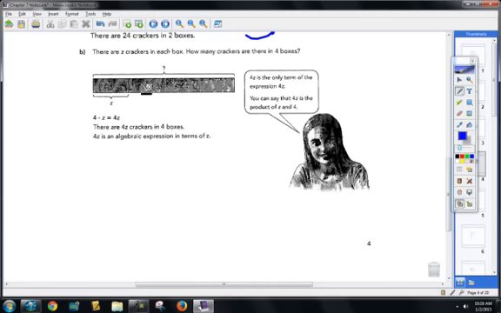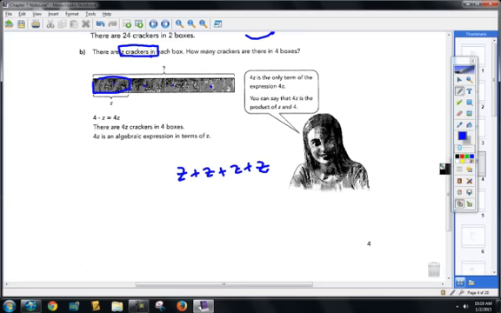Okay? Now, this is where it gets different. Now we don't know the exact amount of crackers in each box, but we're given an unknown number, a variable, to represent it. Okay? So if I know that there are 4 boxes, 1, 2, 3, 4, and there are z in each one, then it would be just 4 times z. The other way to think about it is, wouldn't it just be z plus z plus z plus z? Okay, same thing, right? Isn't multiplication just repeated addition?